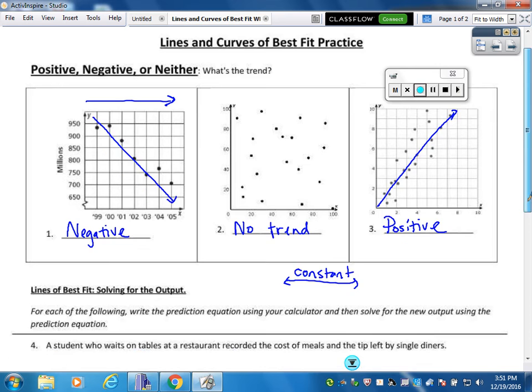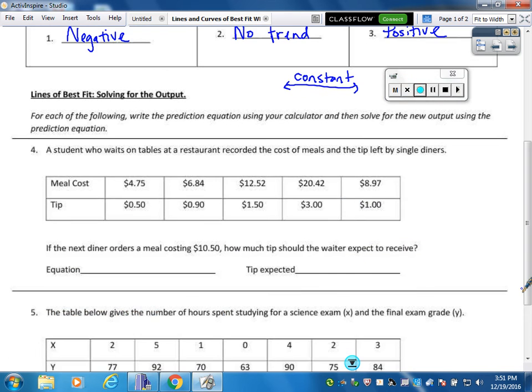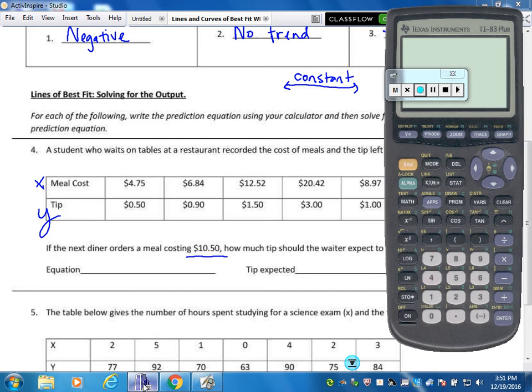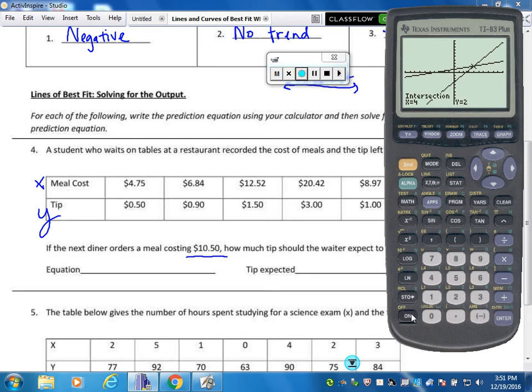So here's how you find a line of best fit. You get a table of data, and you have an X and a Y. They always come in that order. So your meal cost is X, your tip is Y. What we need to do is come up with an equation that fits this data, and then we're going to answer a question using that equation. So you need your graphing calculator, so get that out and ready to go. Make sure it's on. You can clear out anything that's on there already.